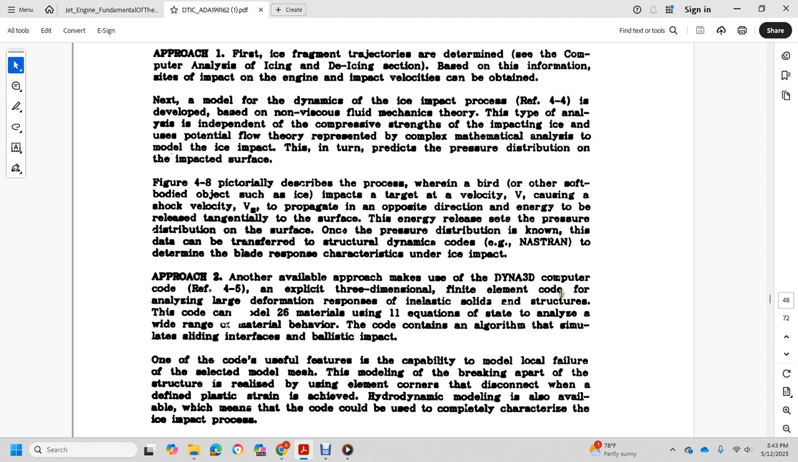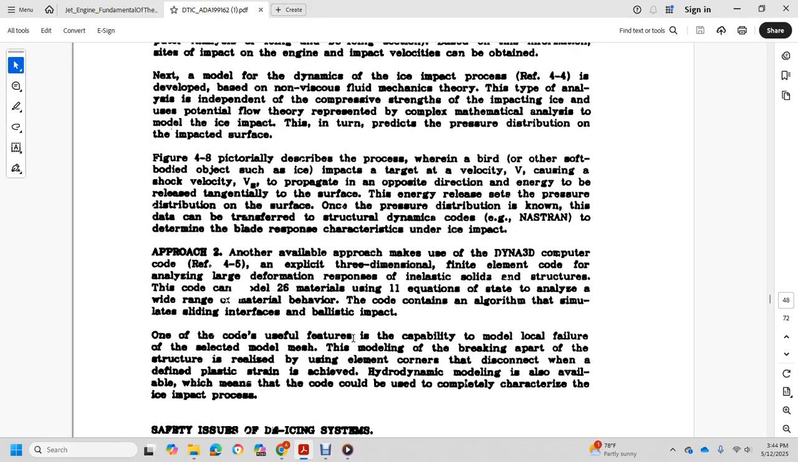This is a three-dimensional finite element code for analyzing large deformation response of inelastic solids and structures. The code models 26 materials with 11 equations of state, to analyze a wide range of material behavior. The code contains algorithms for simultaneously handling interference and ballistic impact. One useful feature of the code is the capability to model local failure.